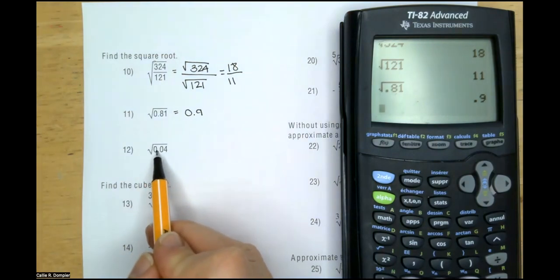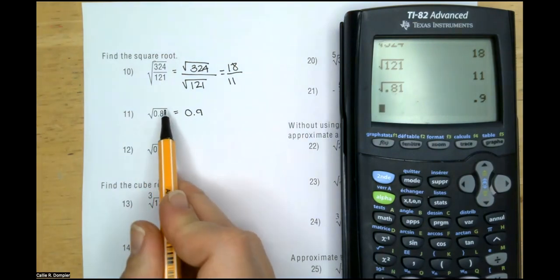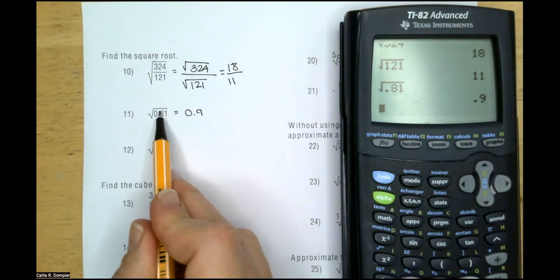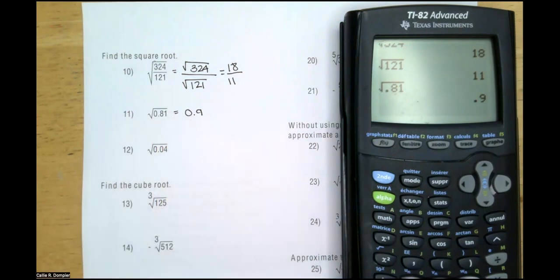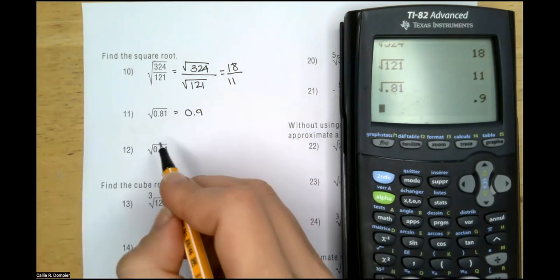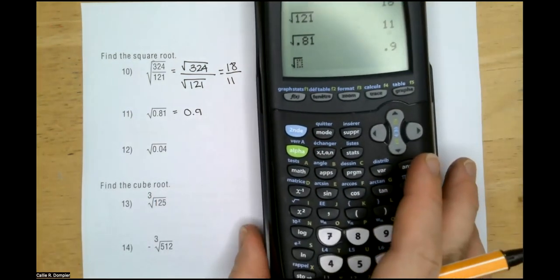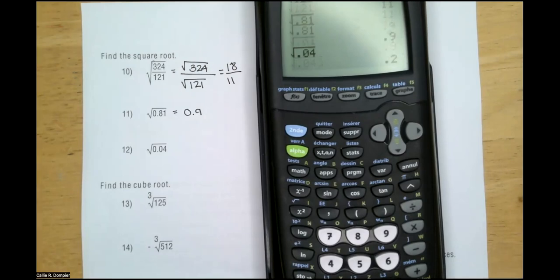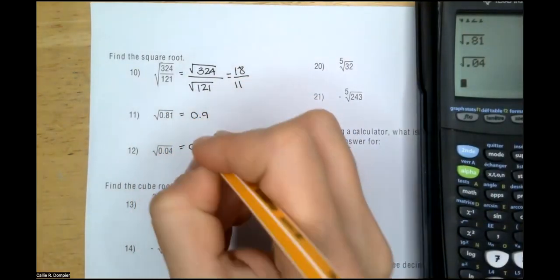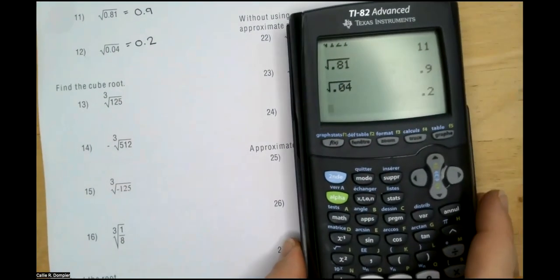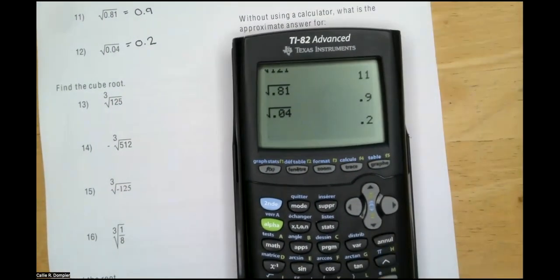The square root of 0.04, if 81 behind the decimal became 9, what is 4 going to become? 2. Good. All right, now it's asking us something different. It's asking us to find the cube root. If you use the square root to find the cube root, you will not get the right answer, okay?